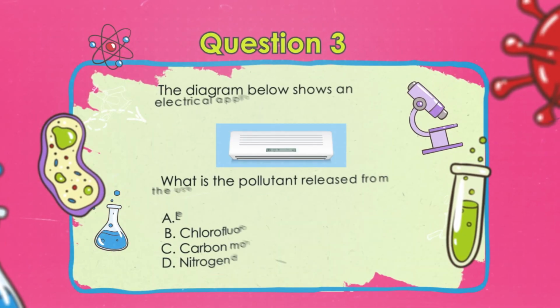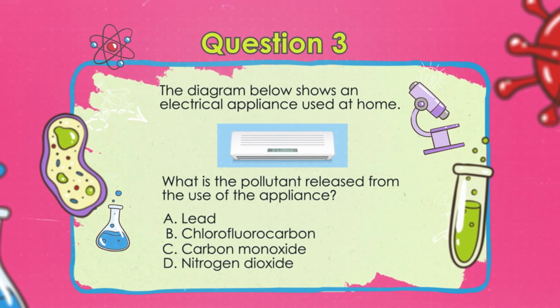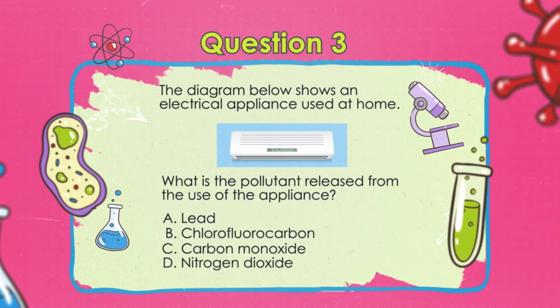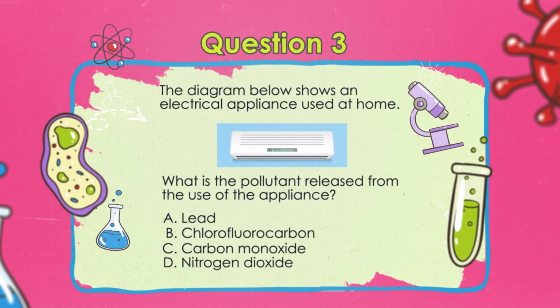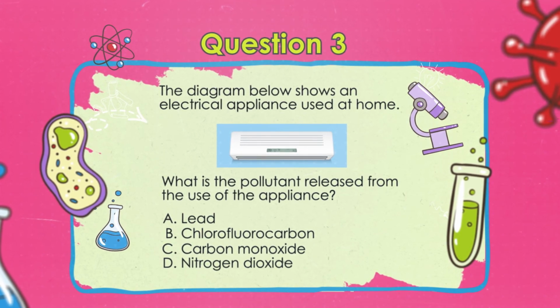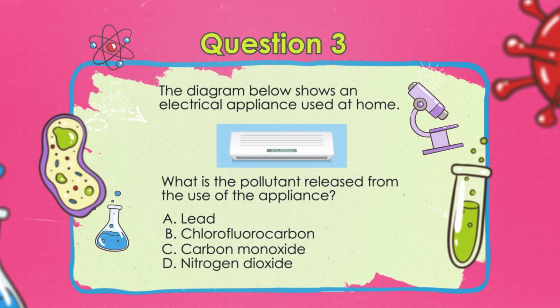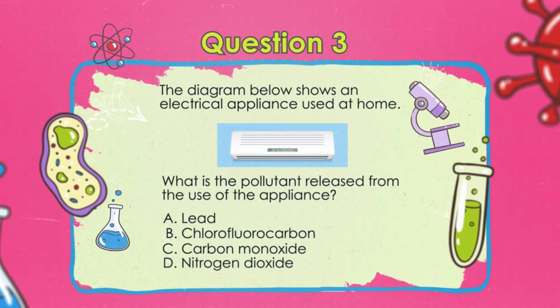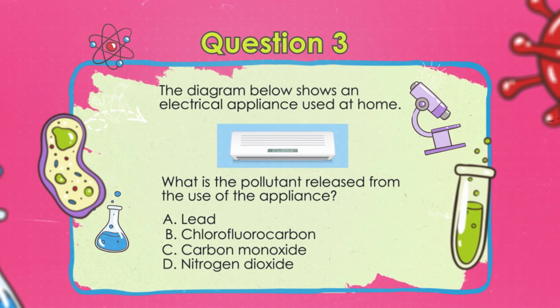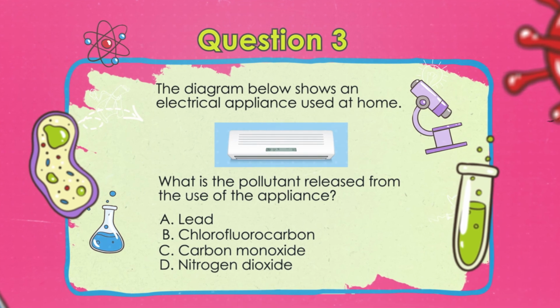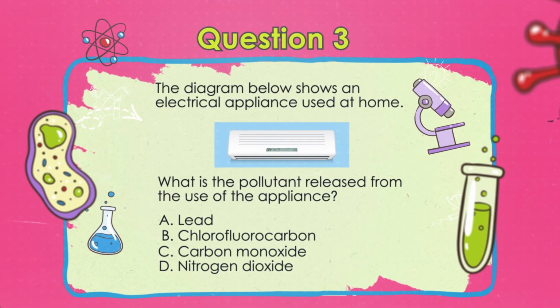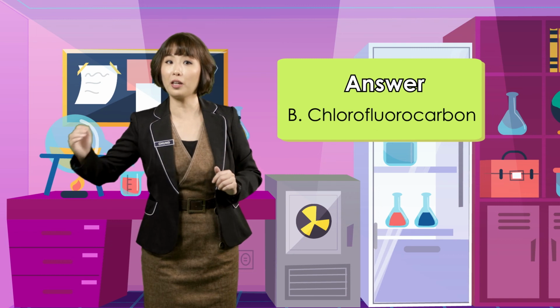Question 3. This diagram shows an electrical appliance that is used at home. What is the pollutant released from the use of the appliance? You are right. The answer is B. Chlorofluorocarbon.